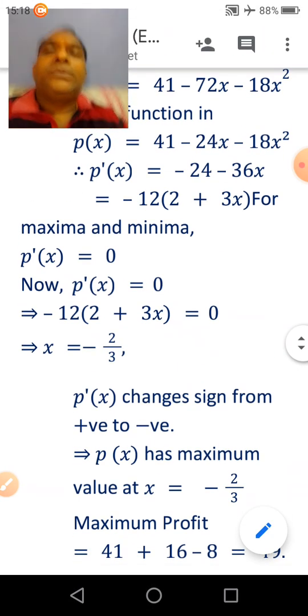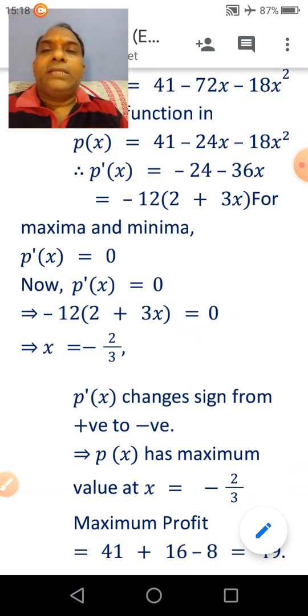So now you have to solve exercise 6.1 with example. Okay, students?